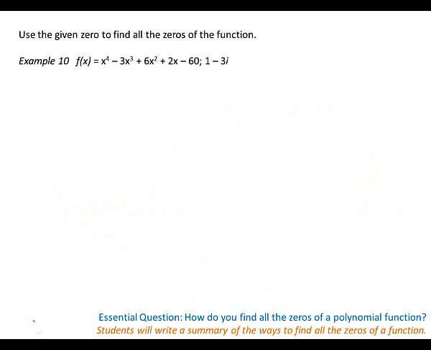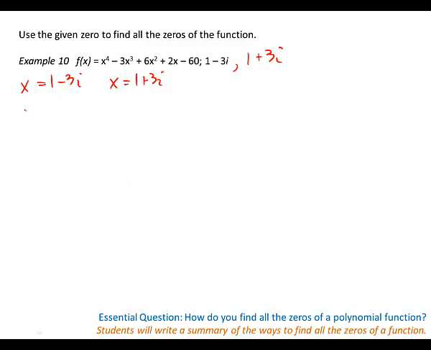Okay. So it says use the given 0 to find all the zeros of the function. This one's going to be a little bit different the way we work it, because they gave us an imaginary 0. What other 0 do we get for free? The conjugate. So before I try to do anything, I'm going to try to get those foiled and factored out. So I'm going to write my linear pairs. So I know x equals 1 minus 3i and x equals 1 plus 3i.